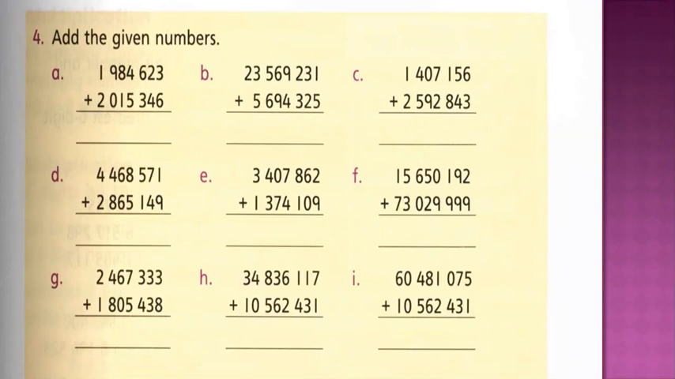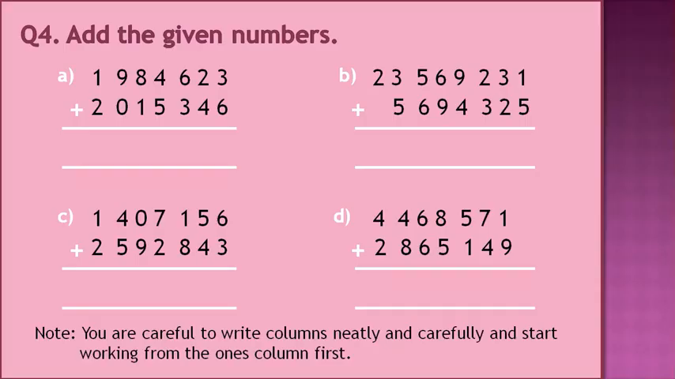9 questions have been given to you. Now let's see. Yes. So remember, be careful to write columns neatly and carefully and start working from the ones column first. Yes. 3 and 6, 9. 2 and 4, 6. 6 and 3, 9. 4 and 5, 9. 8 and 1, 9. 9 and 0, 9. 1 and 2, 3. The answer is 6,999,969.